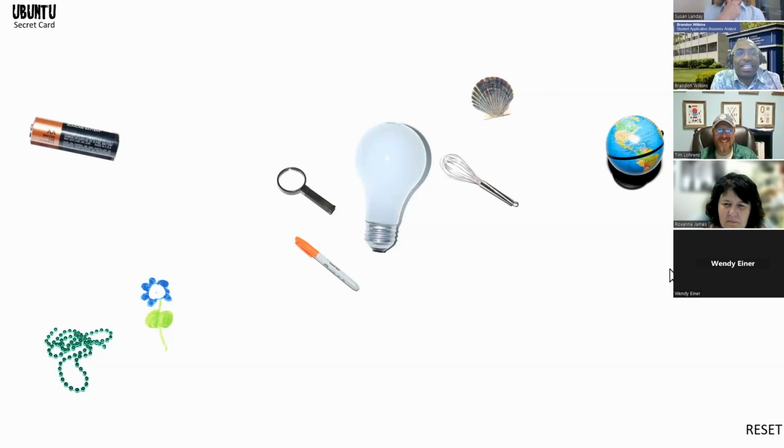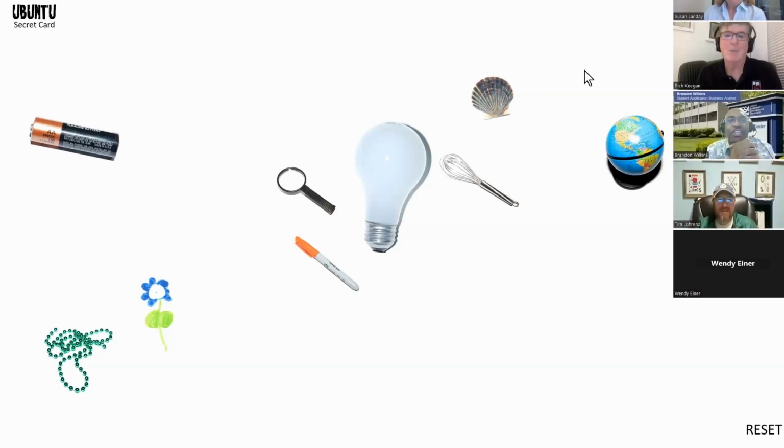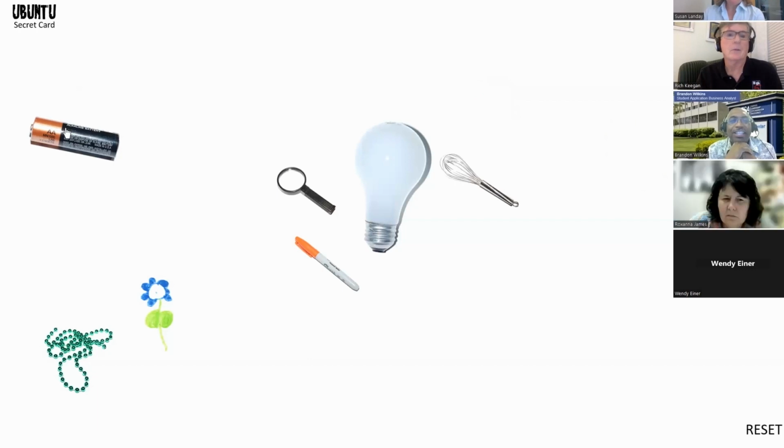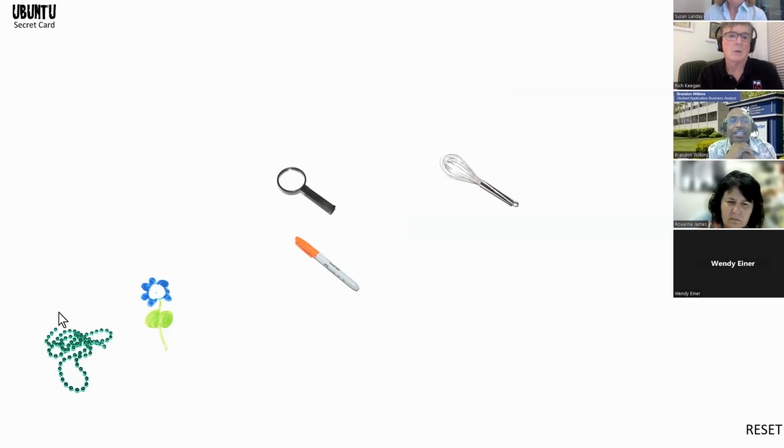Probably long and skinny. Okay. So you could get rid of the shell and the globe. And probably the battery too, and the bulb. Because that can be extended. These are all of the long and skinnies now.